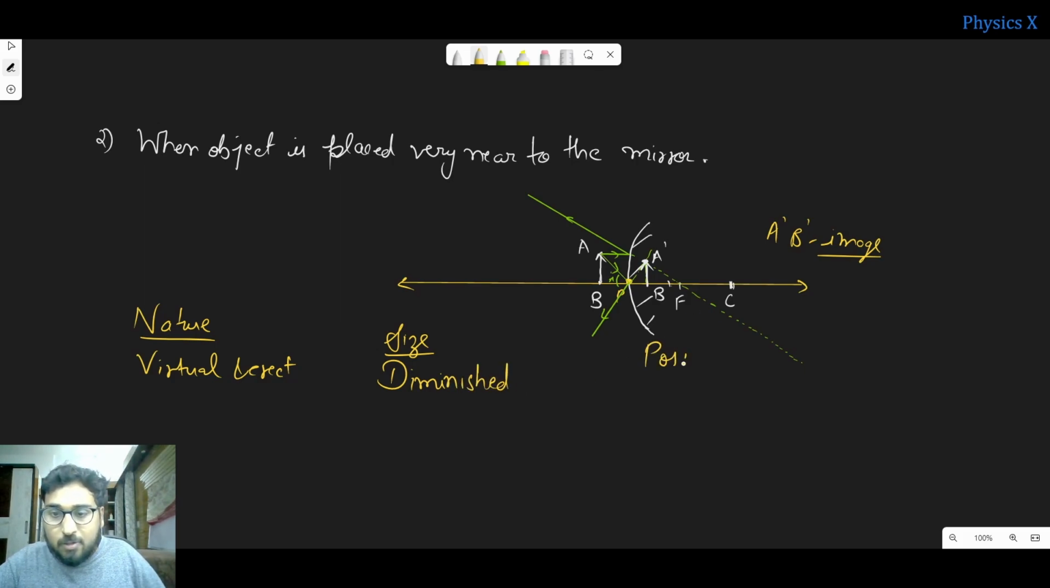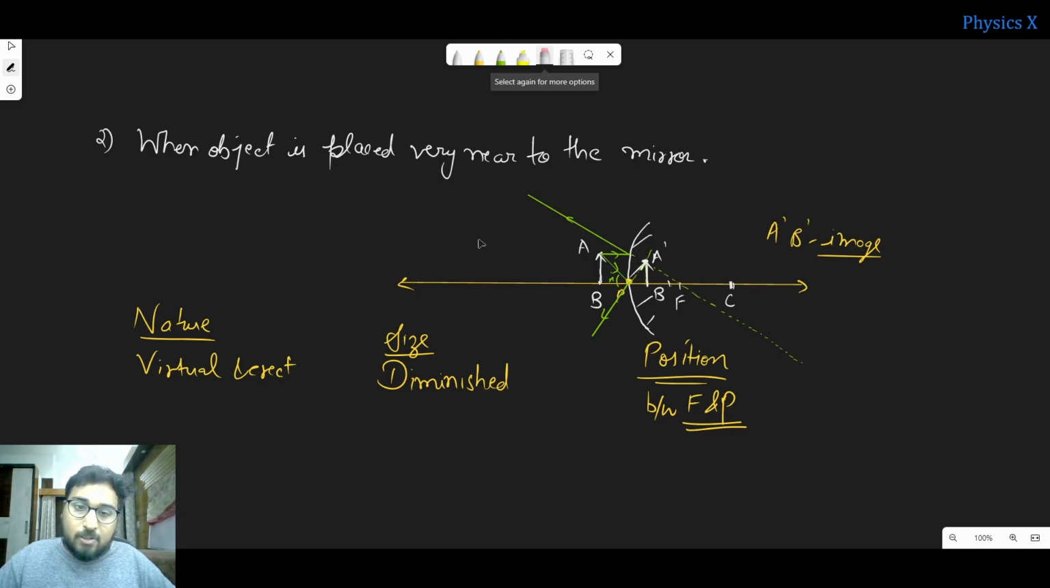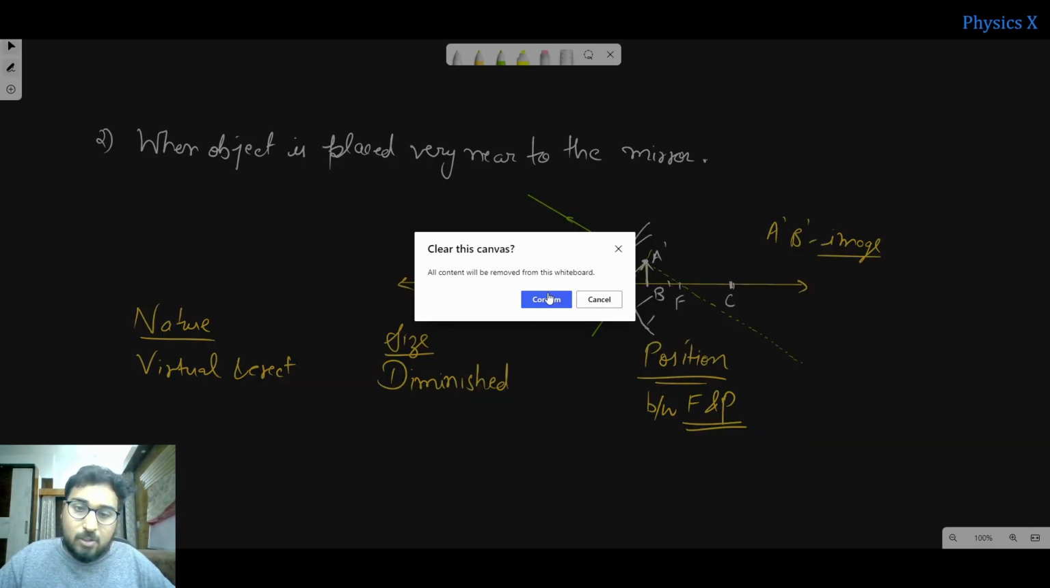And where is the position of the image? The position of the image is between f and p. Between these two points the image is formed. Okay, so this is your convex mirror. These two only are the cases, and now I will summarize both of these points.